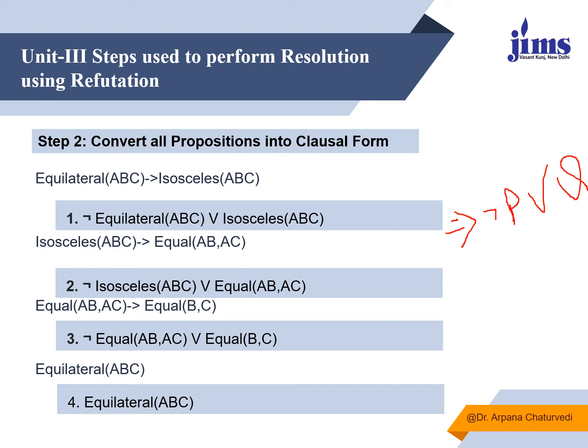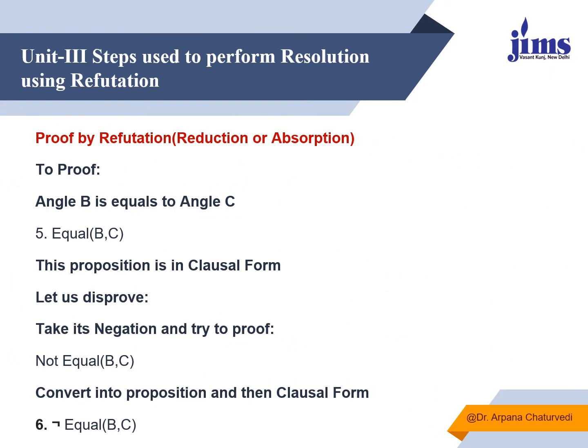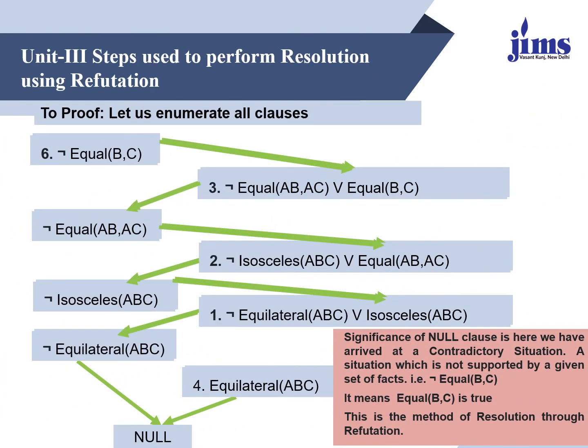Now we use step 3. We are given equal B, C: angle B is equal to angle C. We have to prove this. This proposition is already in clausal form. We will take the opposite of it, that is, not equal: angle B and angle C are not equal, and the proposition of this statement will be not equal B, C. Using this, here we will write what is given. We have as statement 1: not equal B, C.